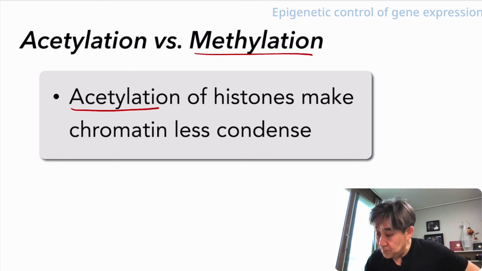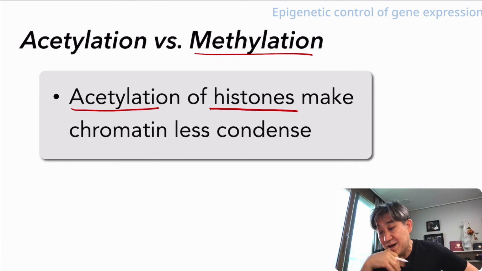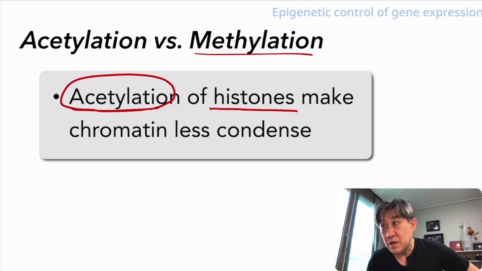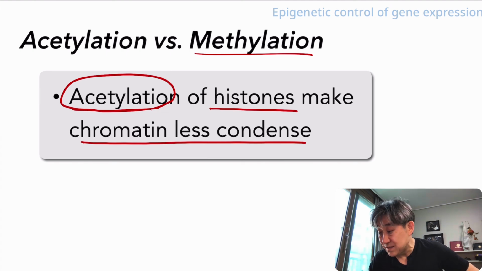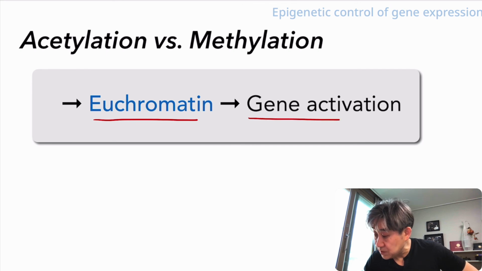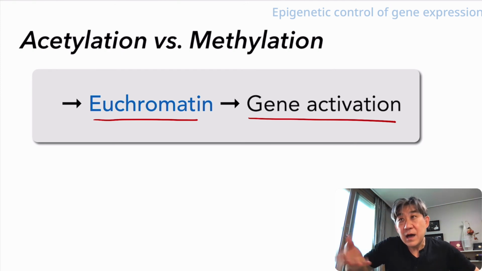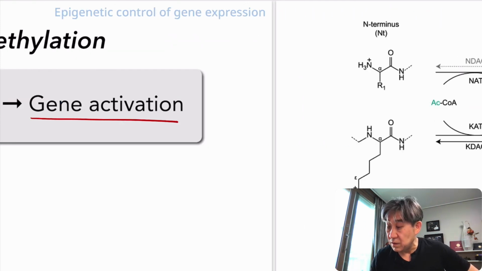If the histones on a particular area of the nucleosomes have acetyl groups attached to them, then this chromatin area will become much less condensed, and it will become euchromatin, and as a consequence, genes over there will be activated. Activated means a higher amount of gene expression will be there.